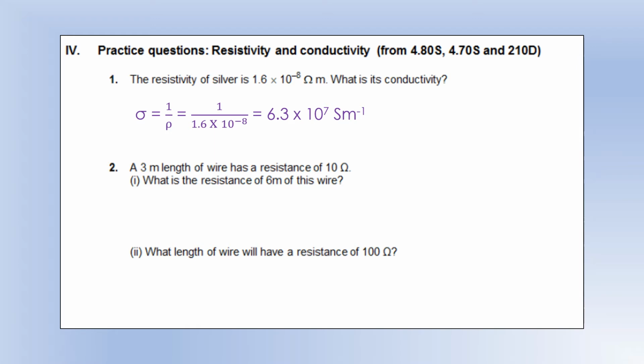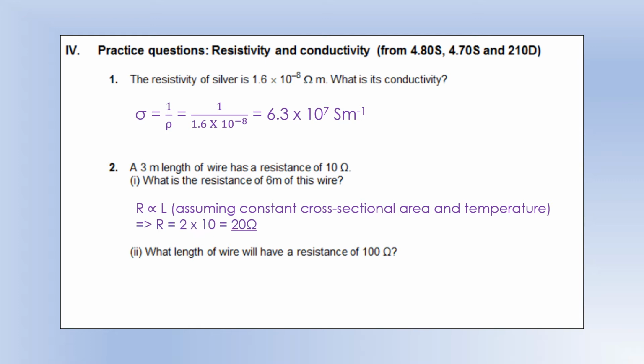So if you have a 3 meter length of wire with resistance 10 ohms, what is the resistance of 6 meters of this wire? We've doubled the length, and resistance and length are directly proportional as long as area and temperature are the same. We've been given no indication that they're different, so I'm going to assume they're the same. So therefore double the length gives you double the resistance.